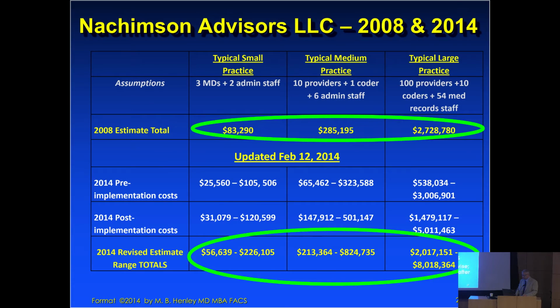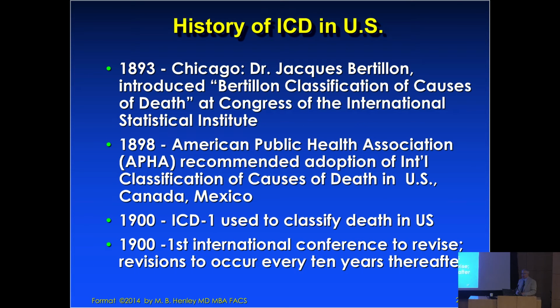Okay. Let's go back and look at the history of ICD-10 in the U.S. In 1893, Jacques Bertillon introduced the classification of causes of death at the Congress of International Statistic Institute. In 1898, the American Public Health Association recommended adoption of this, and in 1900, ICD-1 was used to classify death. It was not used early on to classify disease or morbidity.